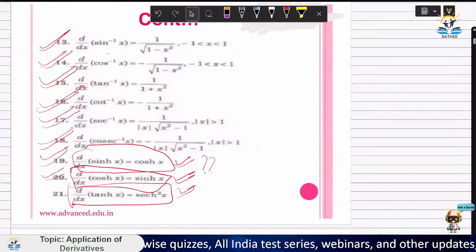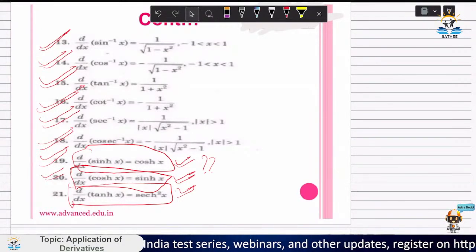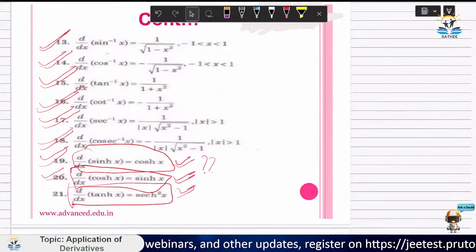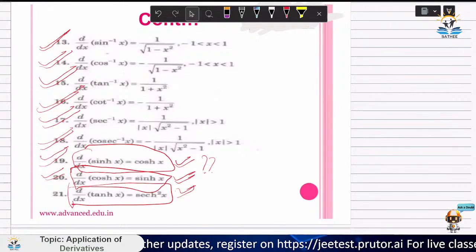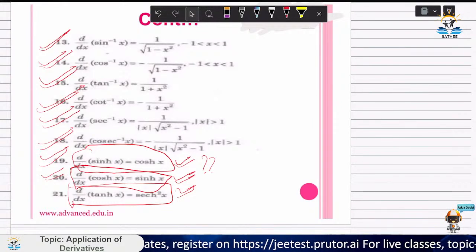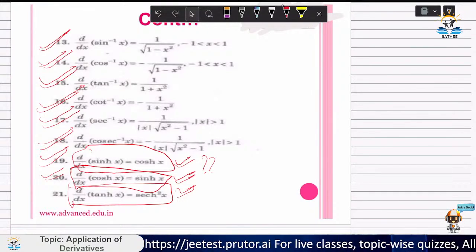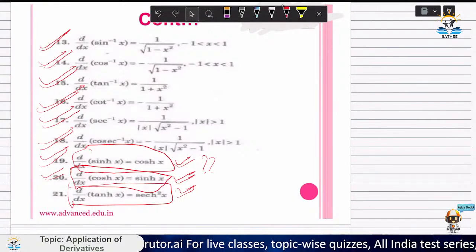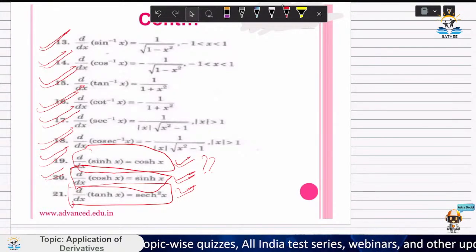So if we check the formulas once, what is being said here? The derivative of sine inverse x is equal to 1 by root of 1 minus x square. We can check this by taking x as sin x. Sine inverse of sin x would give me x, then 1 upon root of 1 minus x square. So 1 minus sin square x is equal to cos square x. The root of cos square x is cos x, and 1 by cos x would be sec x. So this is what we are getting, right?